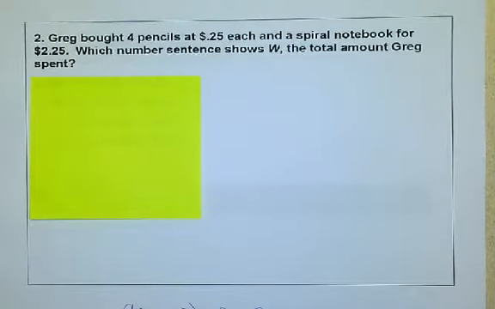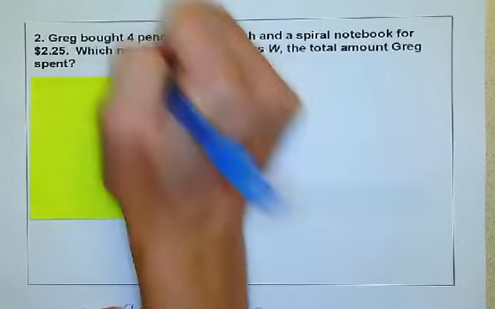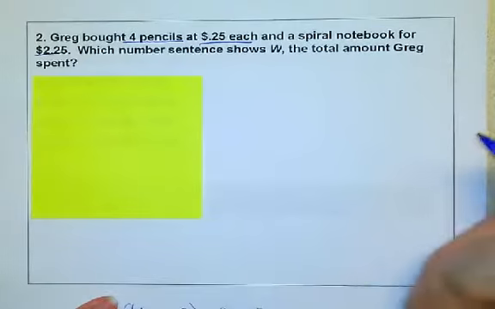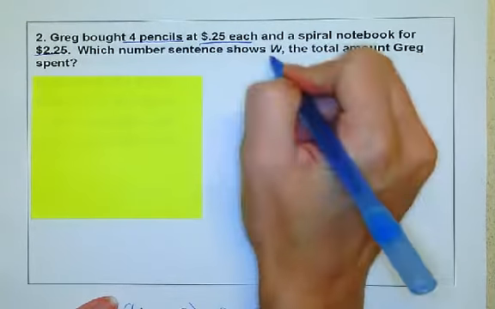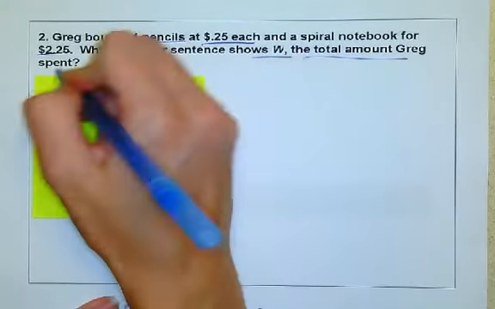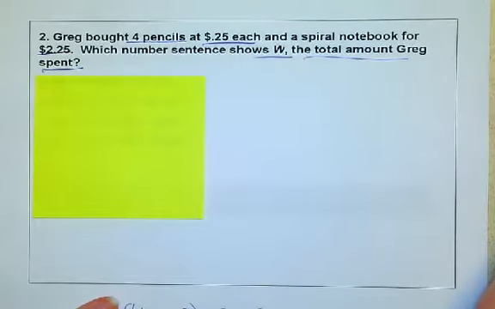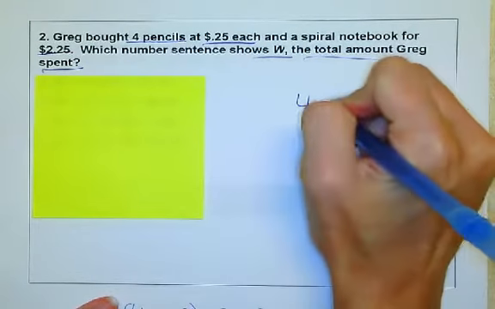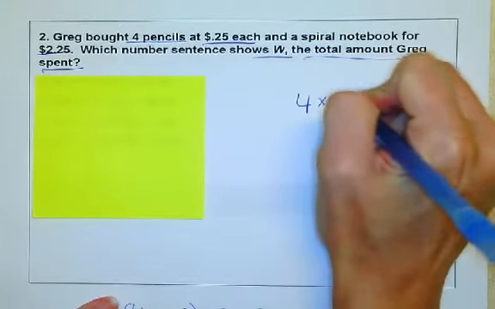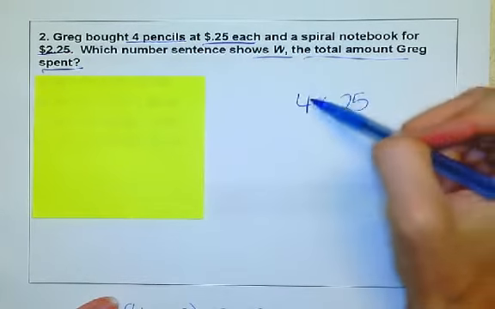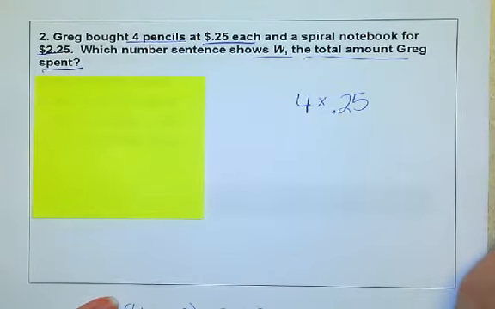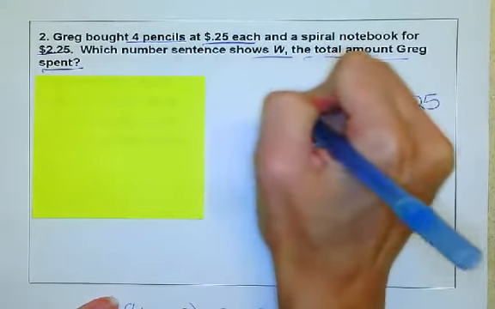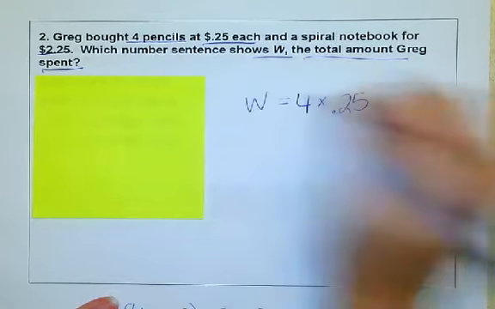Oh, well, first off, yes, tell me the important information. Thank you. So he had 4 pencils at 25 cents each, a spiral notebook for $2.25, which shows W, which is the total he spent. Alright, so you said that you did what? So 4 pencils, and you multiplied it times 25 cents, because you know that those go together. 4 pencils for 25 cents each, okay? And then you added $2.25. Alright, and we know that equals W.